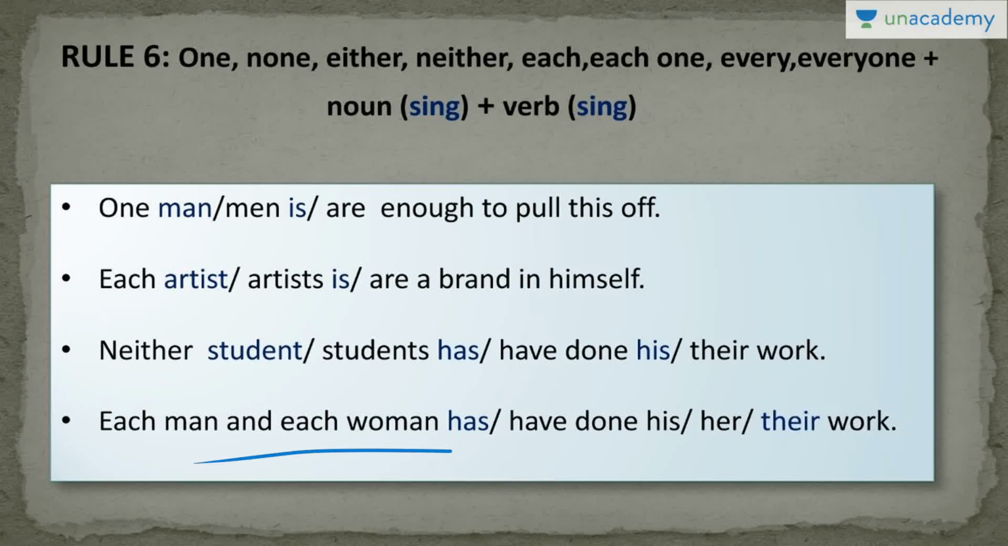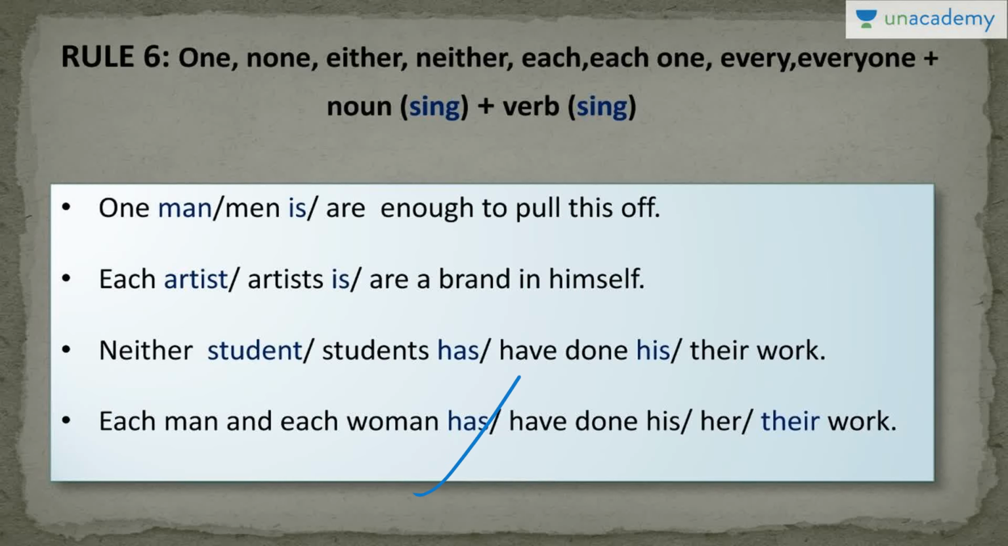Next sentence, each man and each woman has or have done his, her, or their work. Again, you can see that in this sentence as well, the word each is used. And as long as the word each is used, you have to keep in mind that the noun and verb has to be singular only. So you can see after each, I have written man, not men, and woman, not women. Now, the verb has to be singular as well. So I will choose has.